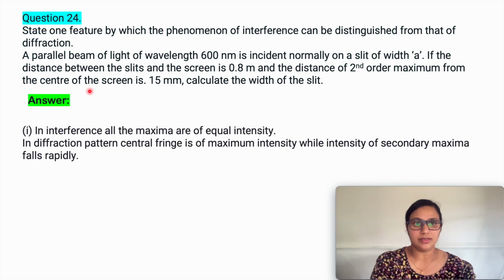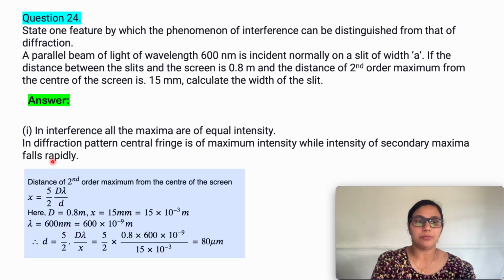For the first part of the question, you can give any difference between interference and diffraction. In interference, all the maxima are of equal intensity, but in the diffraction pattern, the central fringe is of maximum intensity while the intensity of secondary maxima falls rapidly. And the numerical answer is, you can calculate the width d equal to 80 micrometer. Here all the units must be converted into meter.